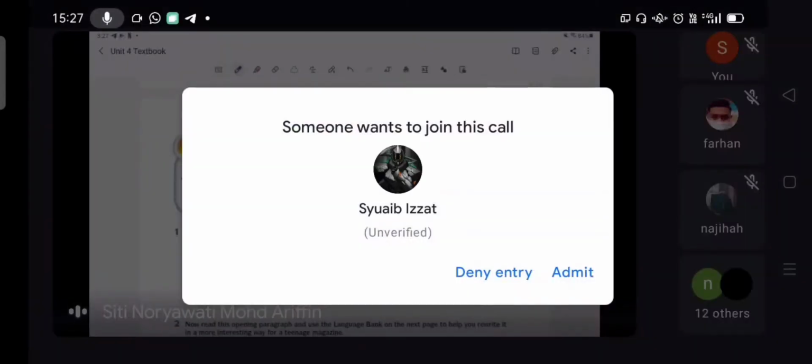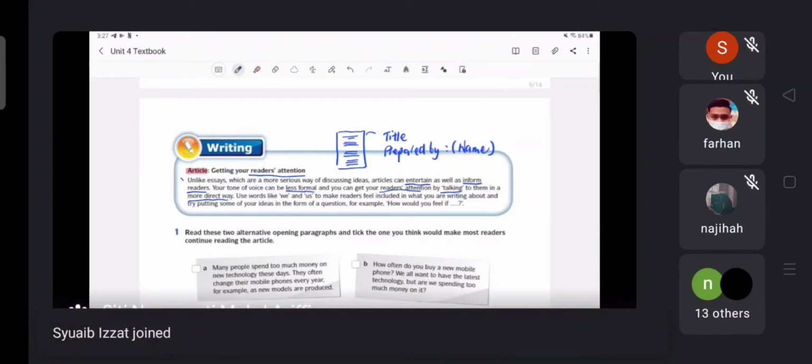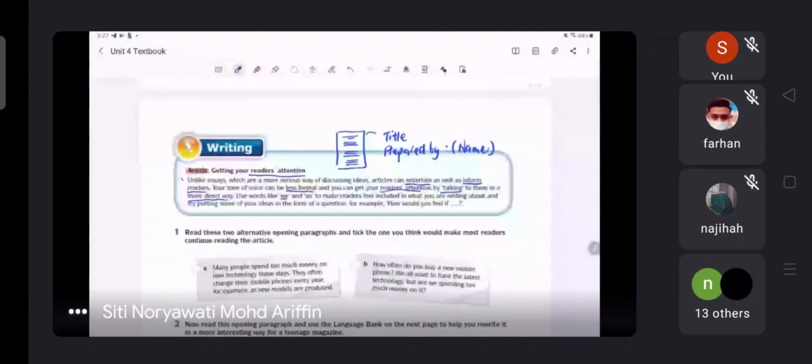Okay, so your tone of voice can be less formal and you can get your readers' attention by talking to them in a more direct way. Okay, macam mana in a more direct way? Direct way ni macam kita lah sekarang ni kan, kita macam one to one kononnya. Okay, so when you are writing an article, okay, biasanya you can use words like we and us. Okay, same goes when you listen to teachers. Okay, mostly teachers will use kita kalau kita nak mula essay kan macam tu. So when you listen to your teacher saying using this pronoun, dia kononnya macam rasa dekat di hati lah konon. Okay, so the tone when you're using we and us ni, it is less formal.